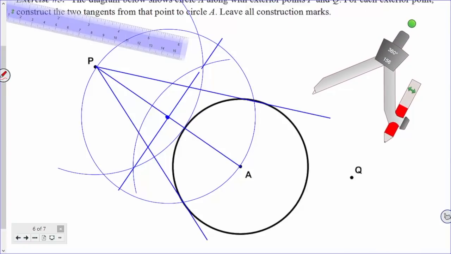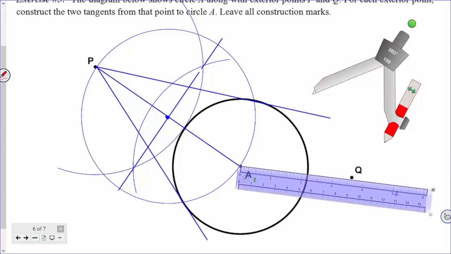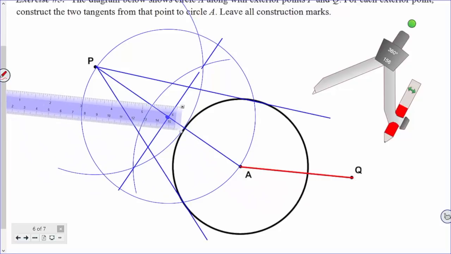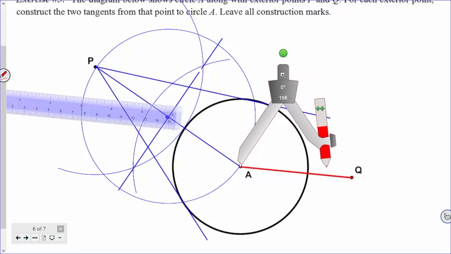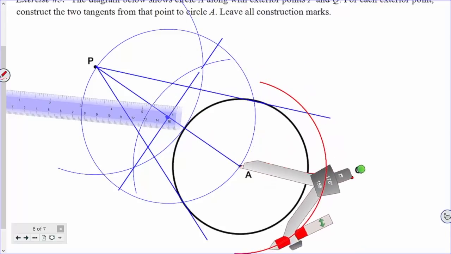Now again, what we're going to start with is connecting the exterior point to the center of the circle with a line segment. That's a little bit better. We now need to construct the center of that line segment, and we will do that by coming in here and finding the perpendicular bisector.